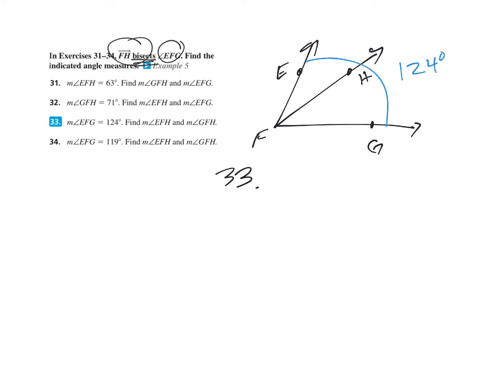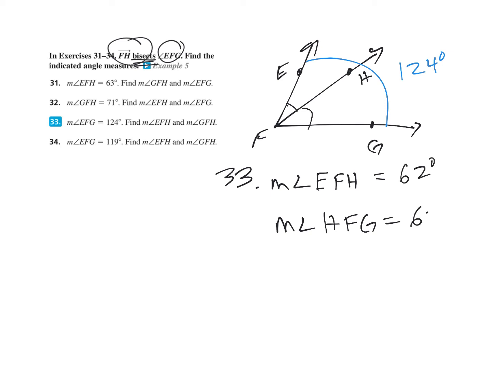Find each of the other ones. So the measure of angle EFH and the measure of angle HFG. Well, since this is a bisector, these two are the same. And if the whole thing's 124, just divide it by 2. That's 62 degrees for both of them.